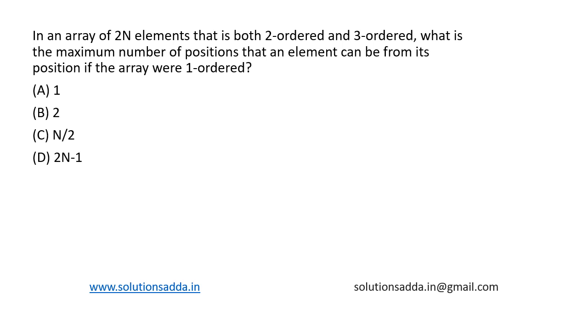So if it is a k-ordered array, we can say that an array can be termed as k-ordered if it contains an element which is at most k positions away from its original position in a sorted array. Now the question is asked for a 1-ordered array. So the maximum number of positions that an element can be from its position if the array were 1-ordered is 1. Based on the options, option A is the right answer.